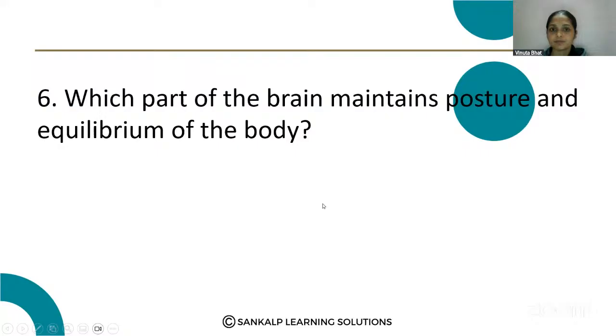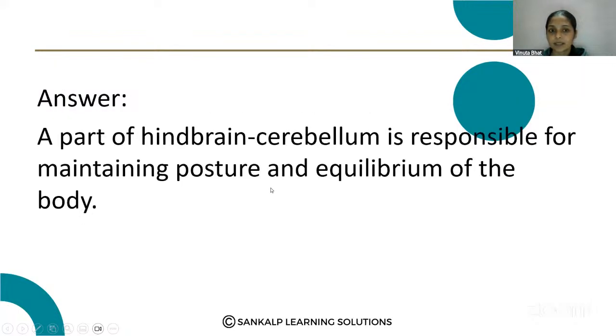Next question. Which part of the brain maintains the balance, mainly the posture and the equilibrium of the body? That is called the cerebellum. The cerebellum, part of the hindbrain, is responsible for maintaining posture and equilibrium of the body.